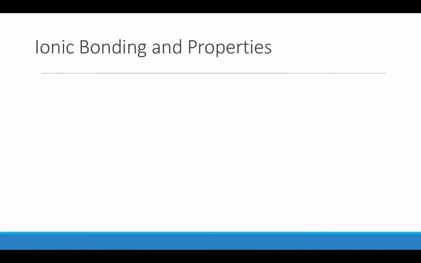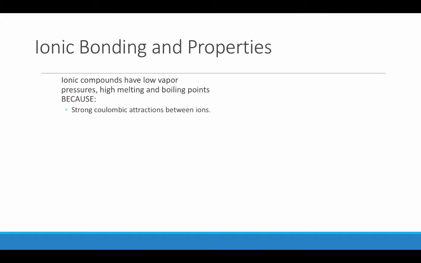Now considering a model for ionic bonding that explains its properties. Ionic compounds have very low vapor pressures, high melting points, and high boiling points. This is due to the very strong Coulombic attraction between ions. Unlike in molecules where covalent bonds are not broken during melting, in an ionic solid, ionic bonds are broken during melting. The ions actually separate from one another. Due to their strong attraction, this requires very, very high temperatures.